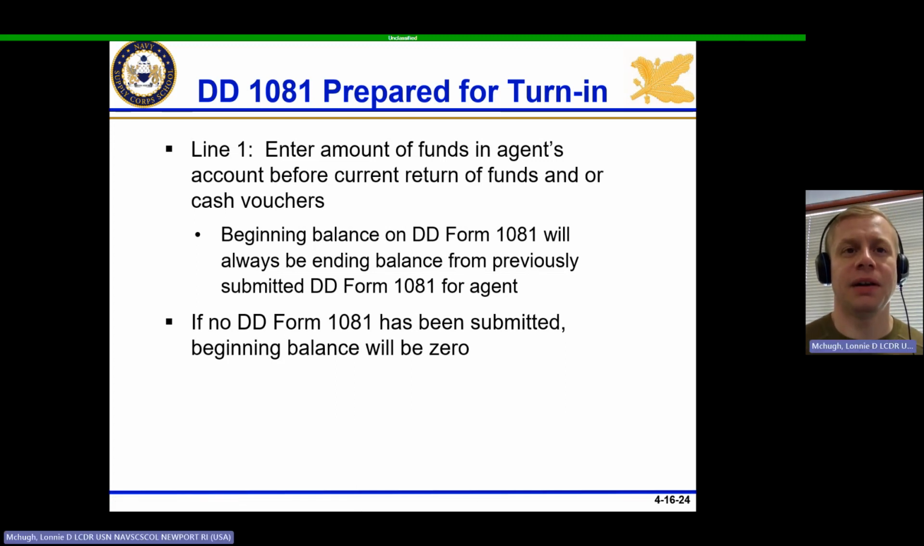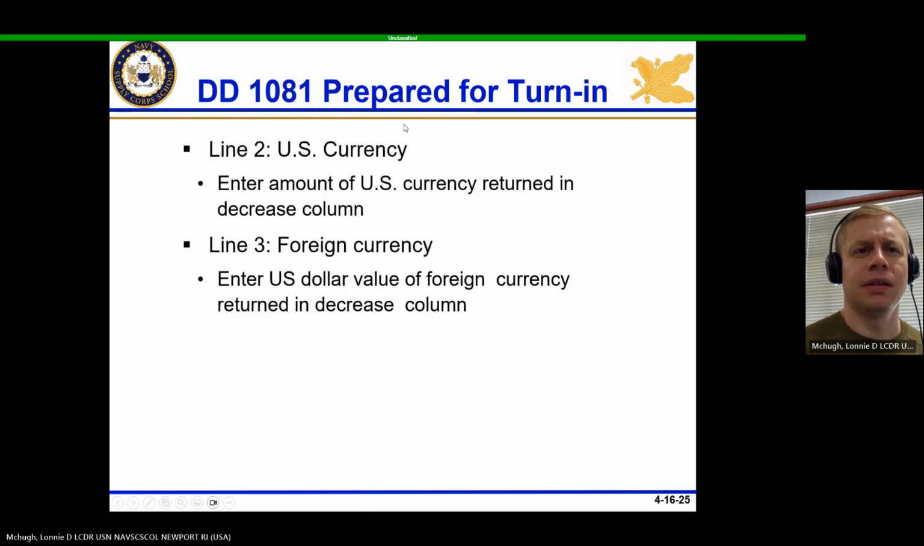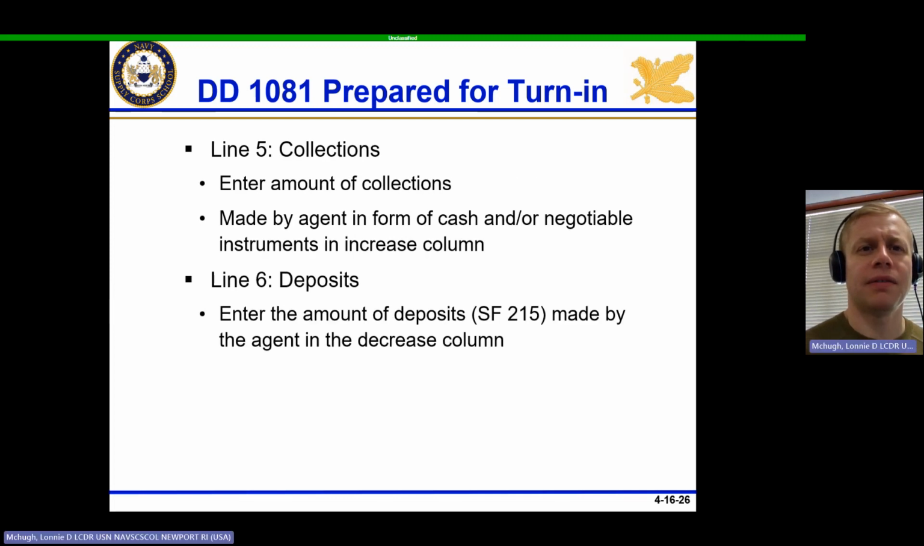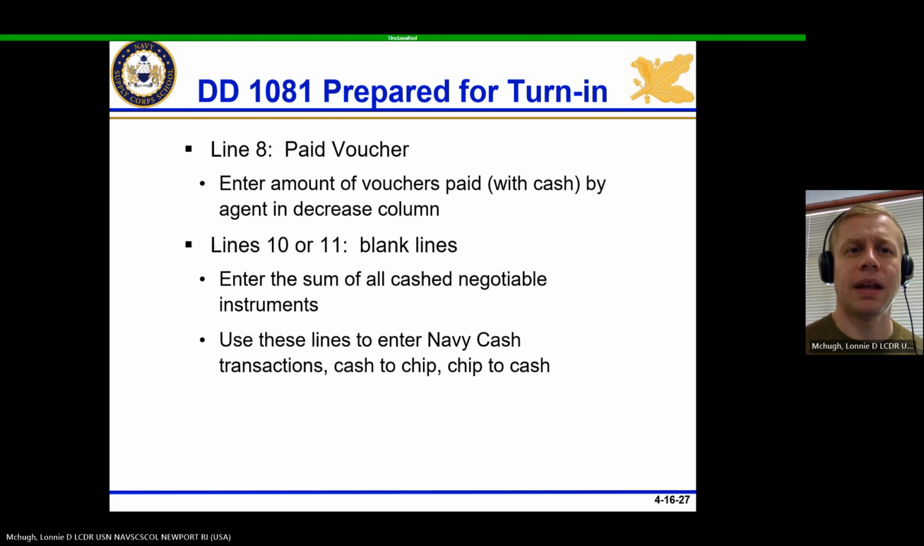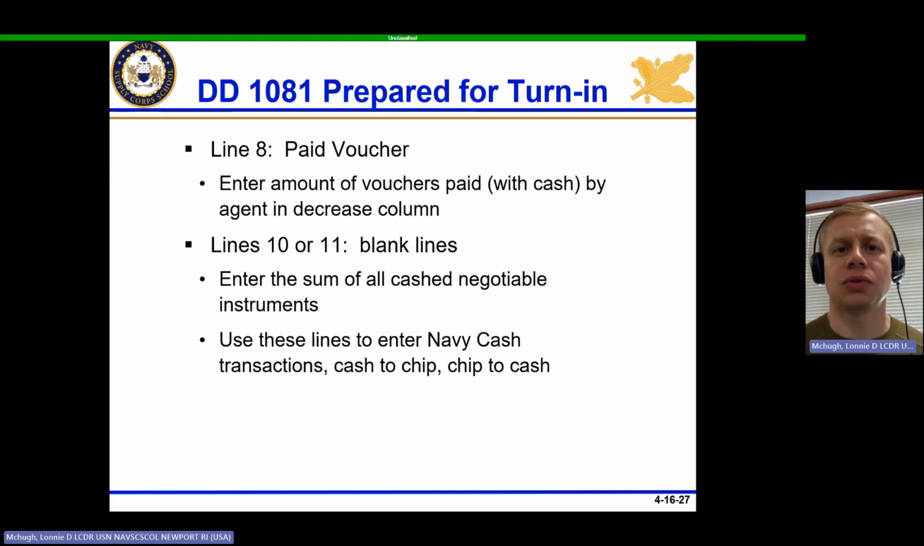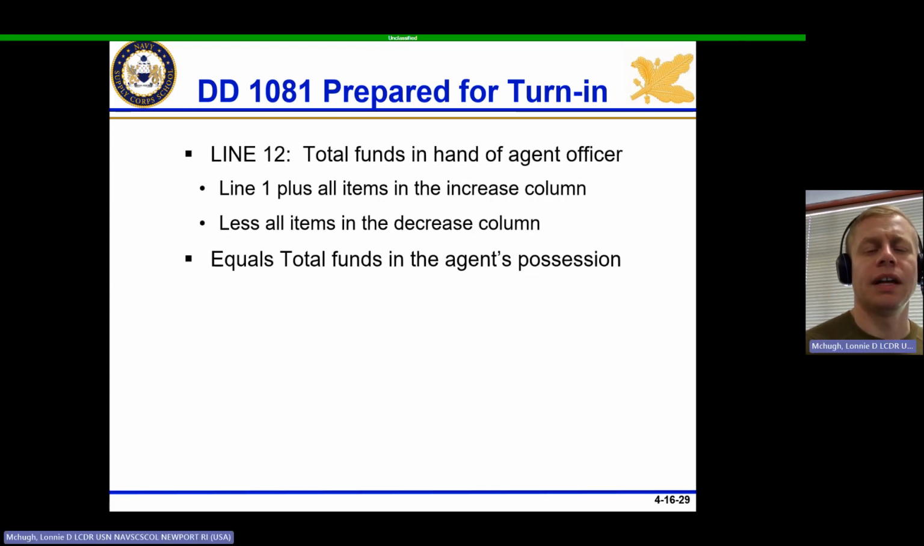All right, so the 1081, we talked about line 1. It's the funds in the agent's account before return. Line 2, US currency. Line 3 again is foreign currency. Line 5 is collections, 6 deposits. 8 is paid vouchers. 10, 11 blank lines. So these are important. You'll put in Navy cash or checks paid, etc. on those. So you can fill those in and put whatever transaction you need to there. Line 12 is again total funds in hands of agent.